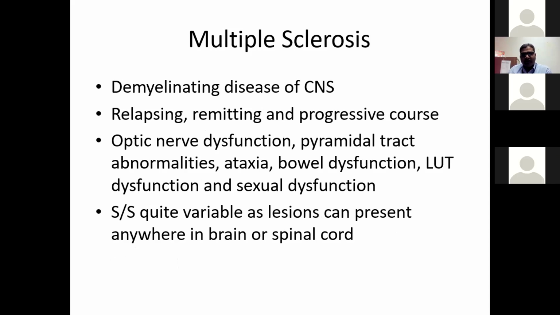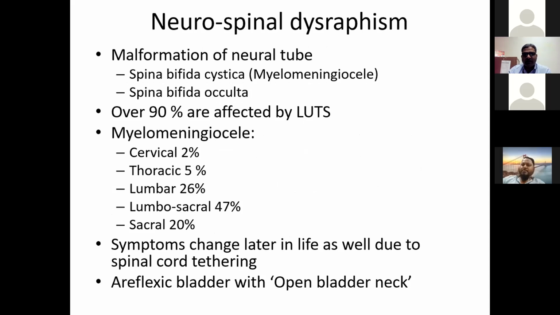Multiple sclerosis is a demyelinating disease of the central nervous system, which is characterized by a relapsing, remitting, and progressive course. It involves the optic nerve and pyramidal tract, with abnormalities leading to ataxia, poor bowel function, lower urinary tract dysfunction, and sexual dysfunction. And signs and symptoms vary among the patients because the lesion can present anywhere in the brain as well as in the spinal cord.